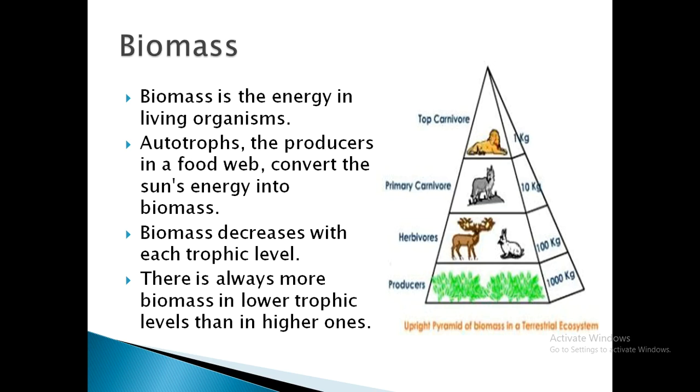For example, if the plants contain 1000 kg of biomass, and these plants are eaten by the herbivores, they get only 100 kg, and then the primary carnivores, and then the top carnivores get the least amount of energy.